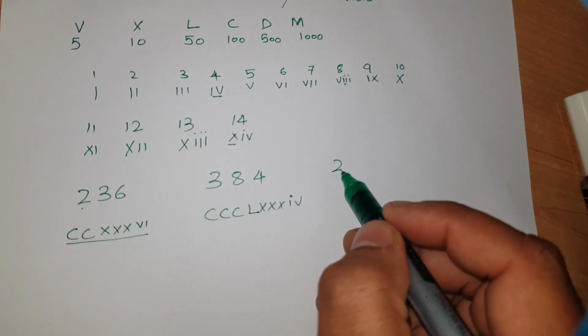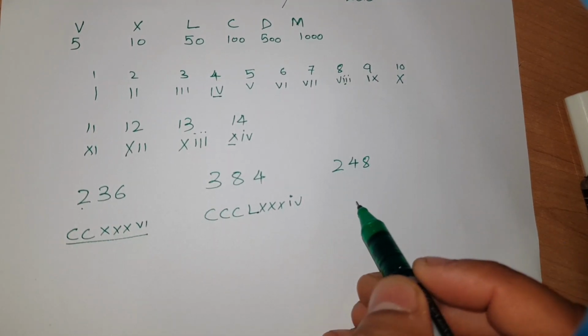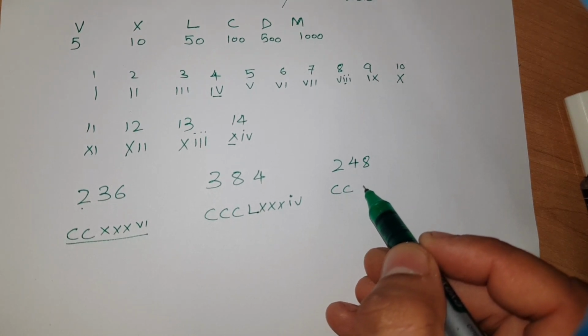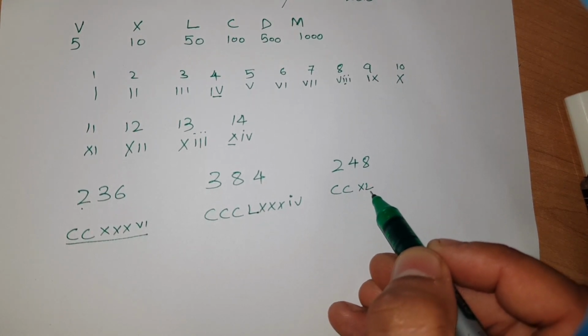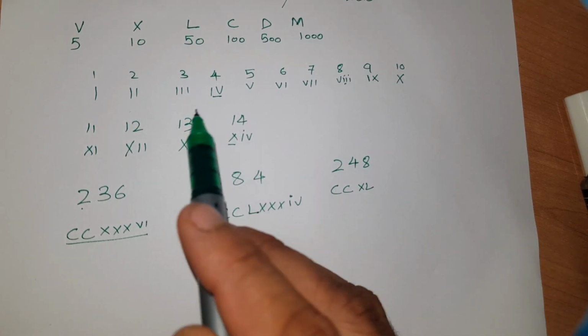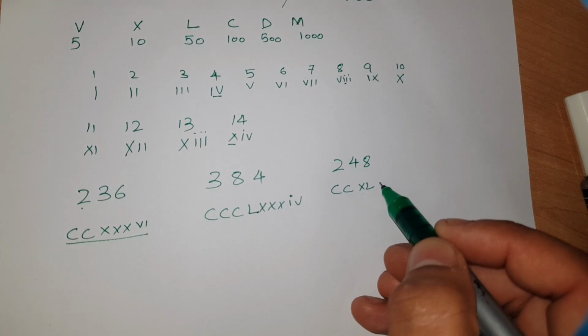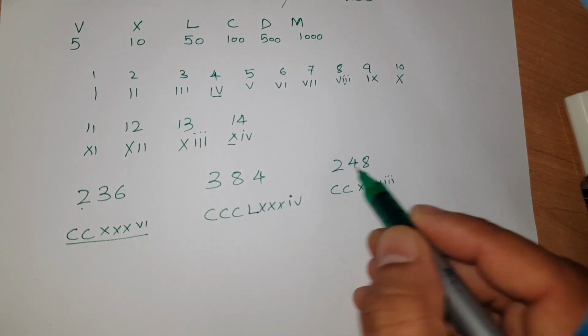Alright, now 248, so 200, like I said earlier, C and C. 40 is what? 40 is X and L, because 50 minus 10, because here L is 50, X is 10, so 50 minus 10 is 40, and then 8 is what? 8 is this, so 248.